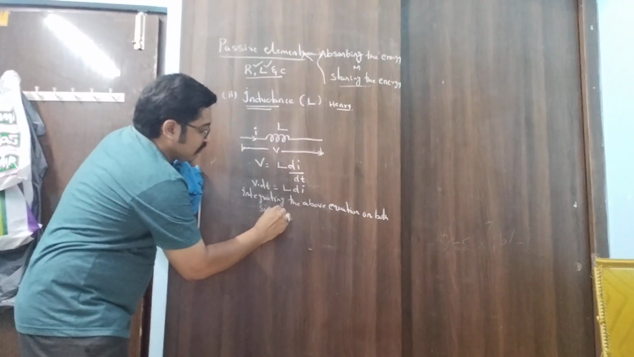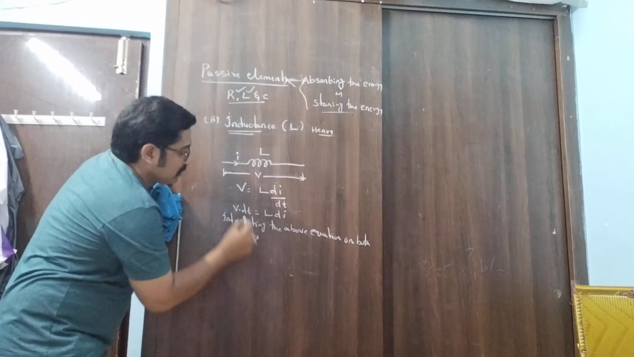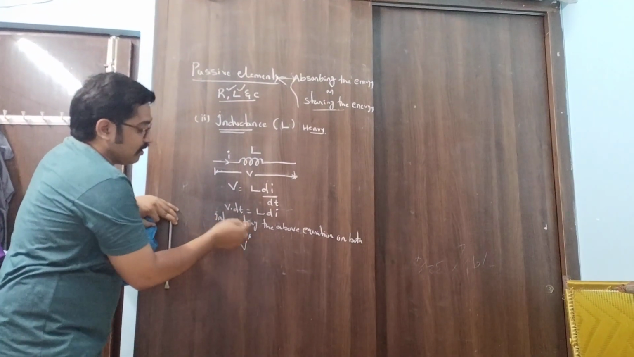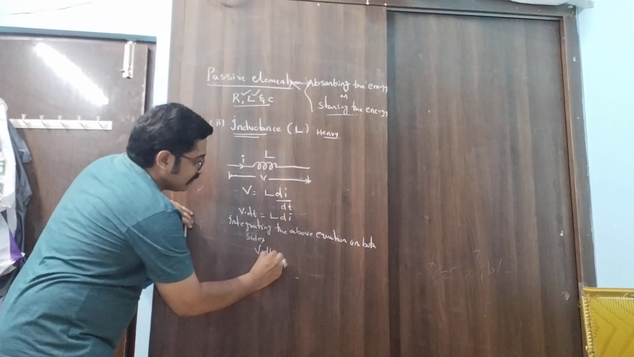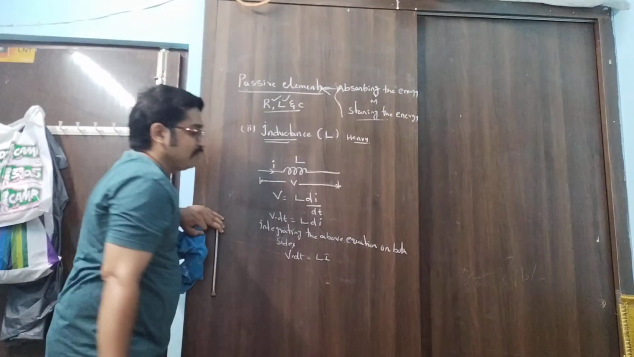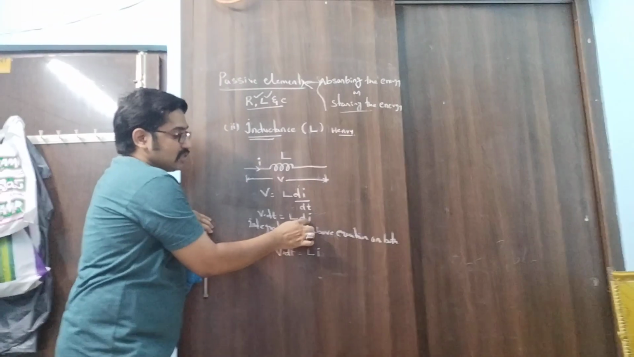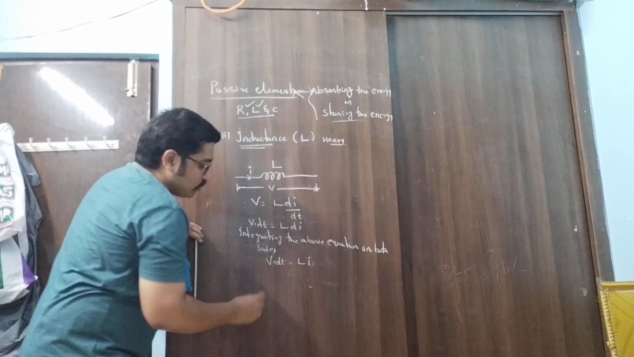If I do the integration on both sides, ultimately what is going to happen? Integration and differentiation will get cancelled. So the integral of V dt is equal to L into I.